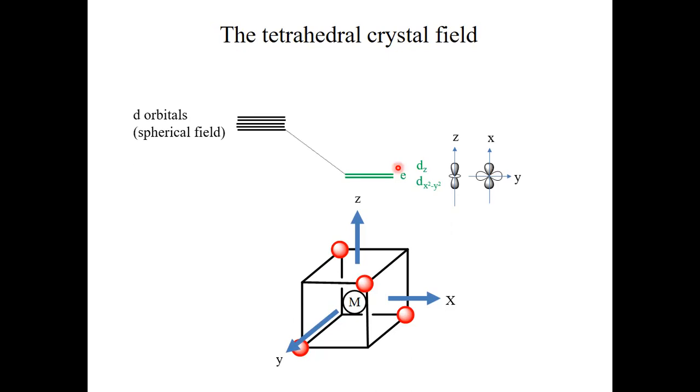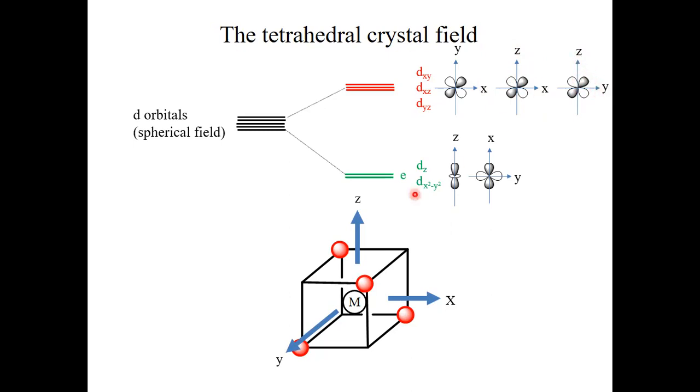Now what about the remaining orbitals? The remaining orbitals are the dxy, the dxz, and the dyz. Those orbitals have their lobes in between the axes, as you can see here. The dxy has its lobes in between the x and the y axis. The dxz has the lobes in between the x and the z axis, and the dyz has the lobes in between the y and the z axis.